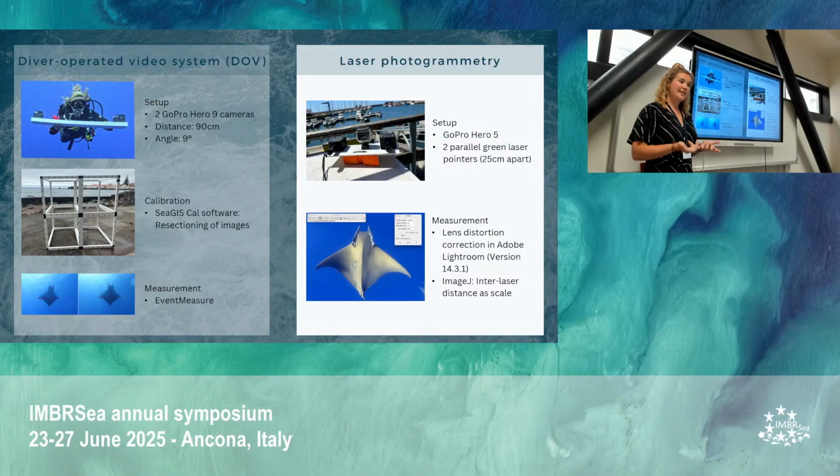I accounted for lens distortion in Adobe Lightroom and then measured the individuals in ImageJ by using the interlaser distance as a scale for the measurement. The laser system was calibrated once a week, and each individual for both systems was measured 3 times.